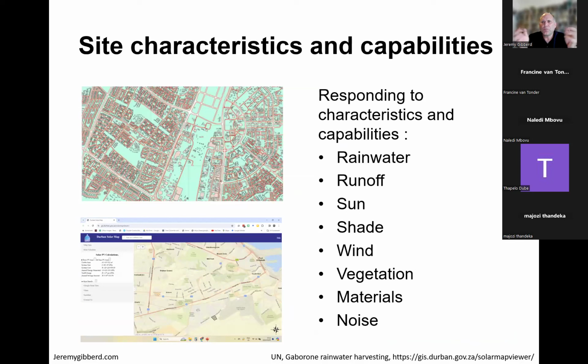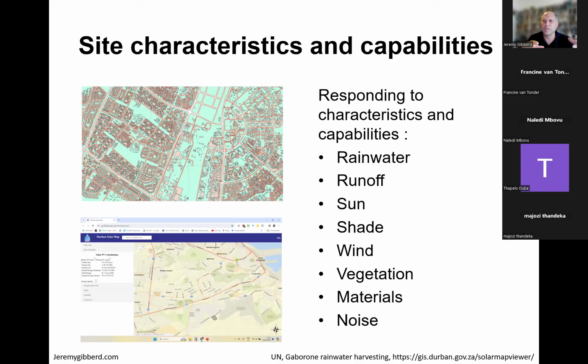So the next idea that you might use for inspiration is just to think about the capabilities, the characteristics of a site. So you've got your defined area. Francine has drawn your footprint of your site. What happens to that over the period of 12 months, over different seasons? And one of the things that happens is that rain falls on it.